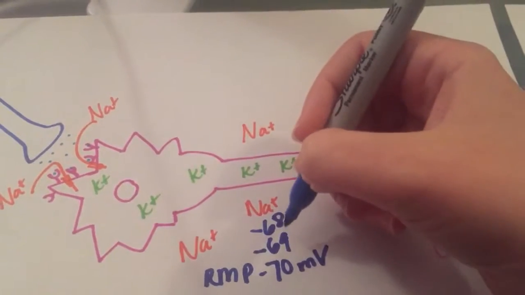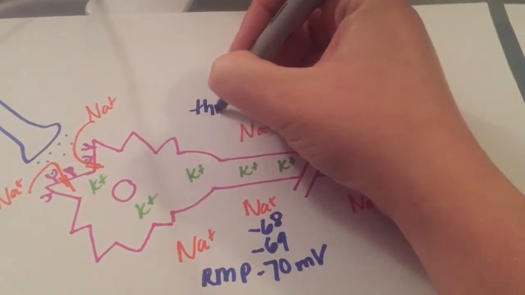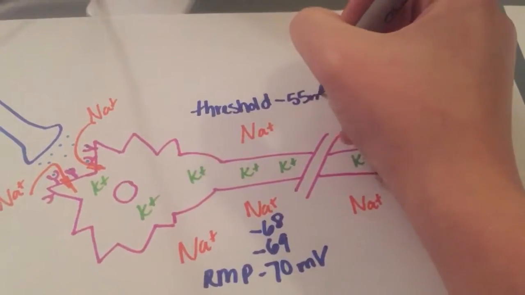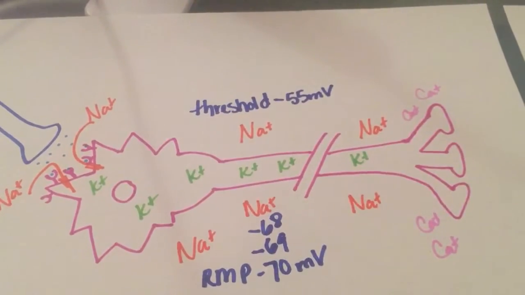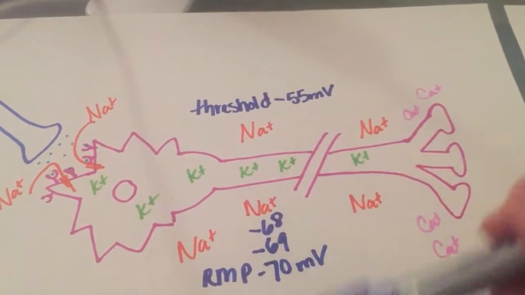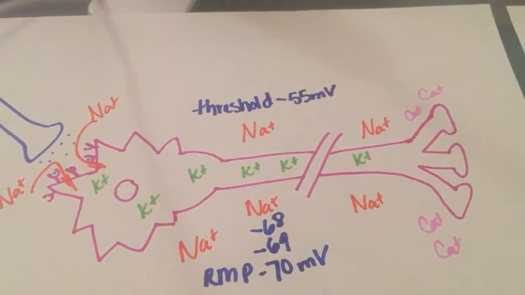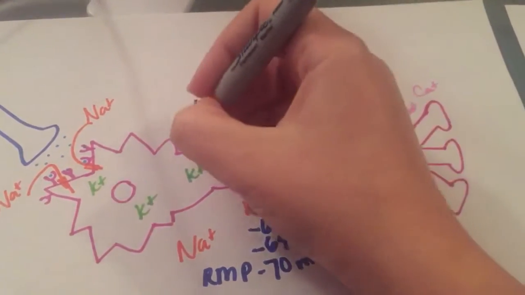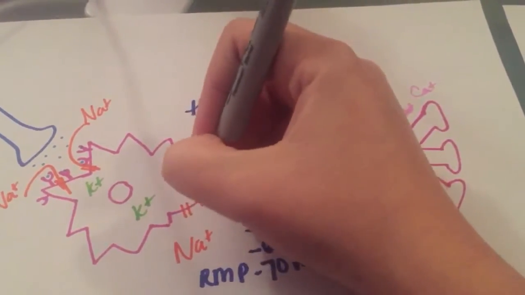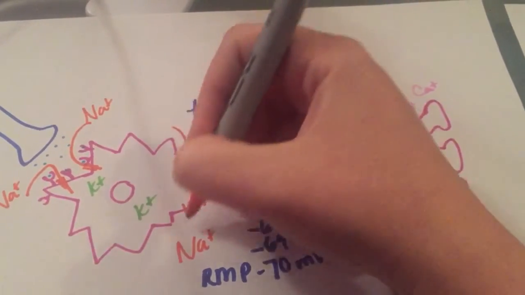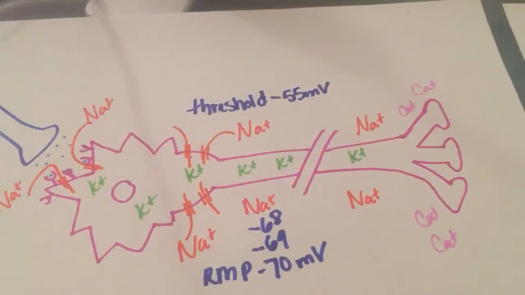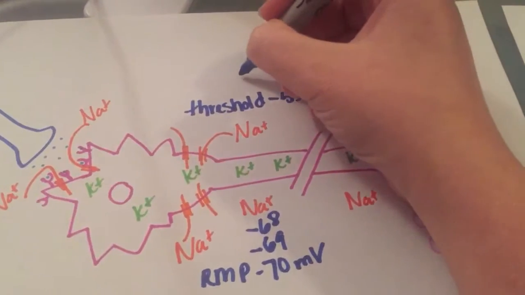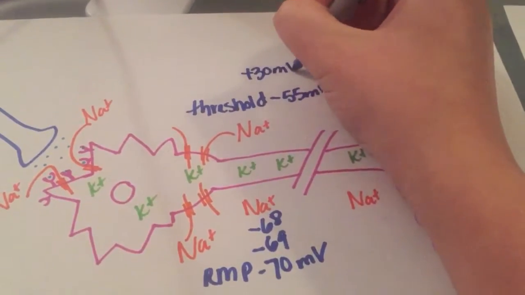The important thing is that if it keeps going up and up and up, it can reach something called threshold. Threshold is negative 55 millivolts, and this is the point of no return. At this point, it can no longer go down, it can only go up, and at negative 55, voltage-gated channels open up, opening sodium channels in the axon hillock, allowing sodium ions to flood into the axon hillock, quickly depolarizing the membrane, causing the membrane potential to shoot up to positive 30 millivolts.